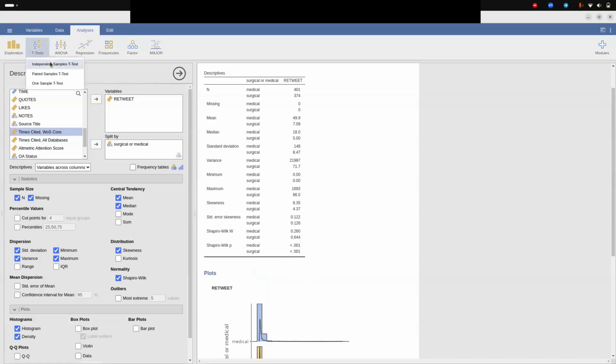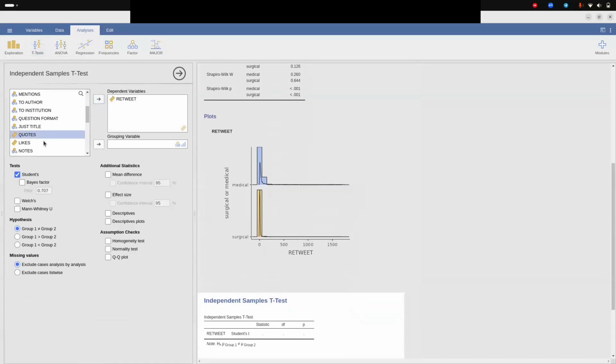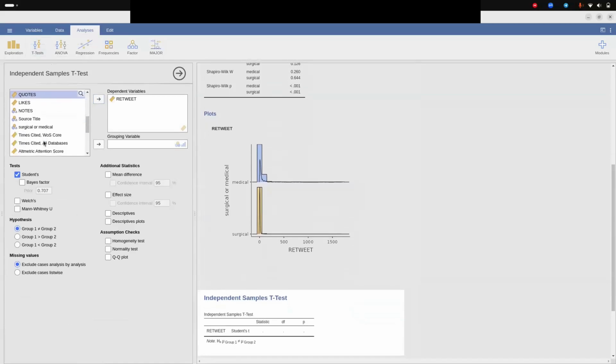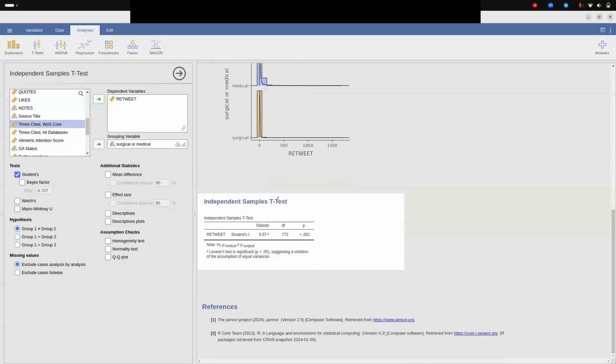We're going to do an independent samples t-test. Similarly to what we did a second ago, we're going to take the retweets and put them here, and we're going to take surgical or medical as a grouping variable and put it there. And as you can see, Jamovi spits out a beautiful p-value. It also gives you a fair warning that probably this is not the test you want to run on these samples. And you can also check for assumptions.